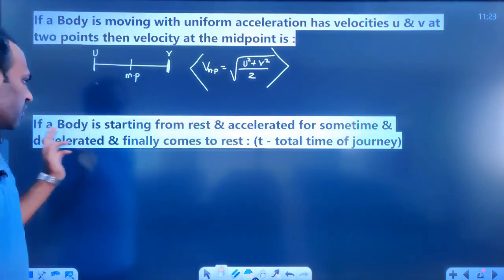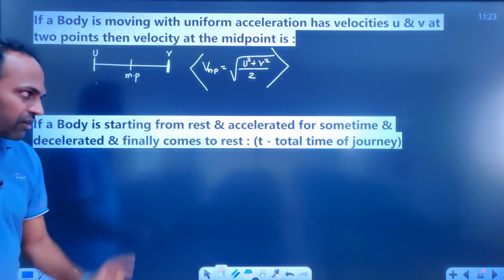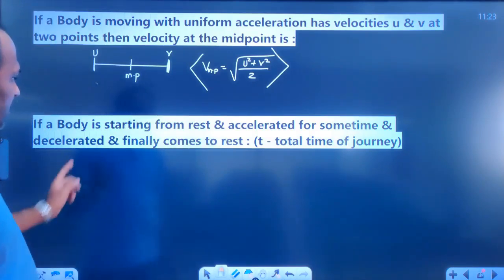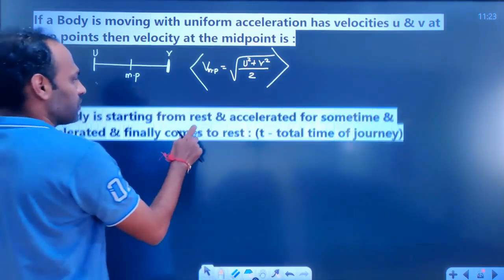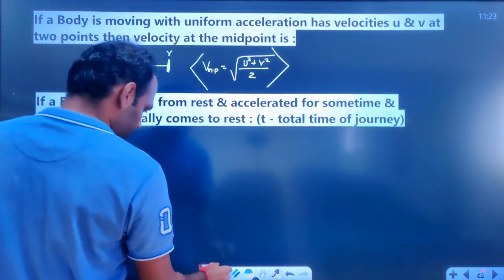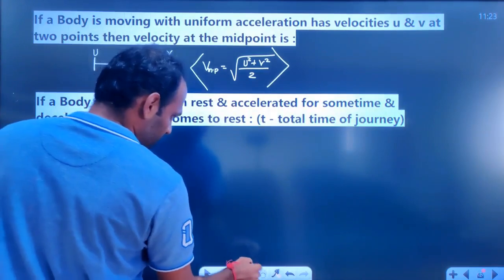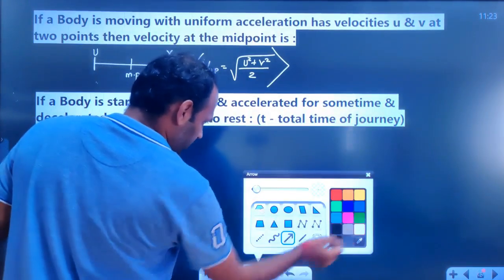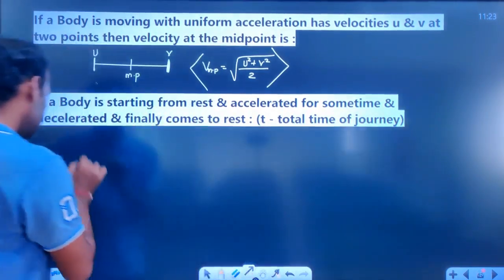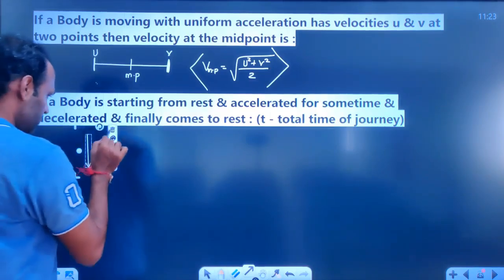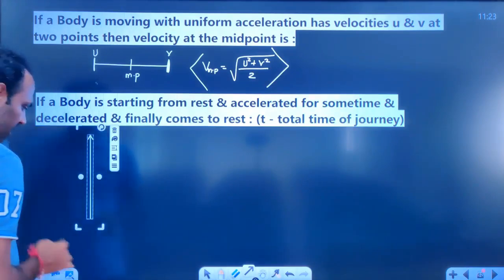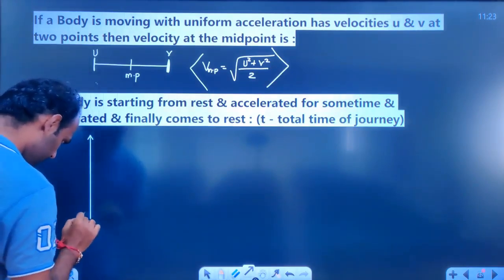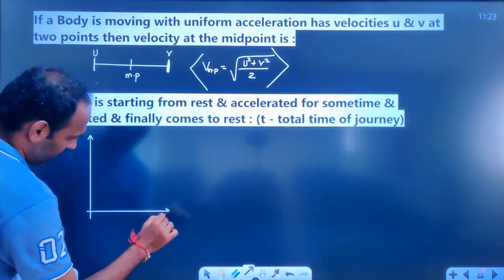Next, if a body is starting from rest and accelerated for some time and decelerated and finally comes to rest, t is the total time of journey. Okay, see this case, you have to observe a little here. See, let us solve this now. Let us take a graph here. I will take a graph here, VT graph, right? Okay. So this is the VT graph.